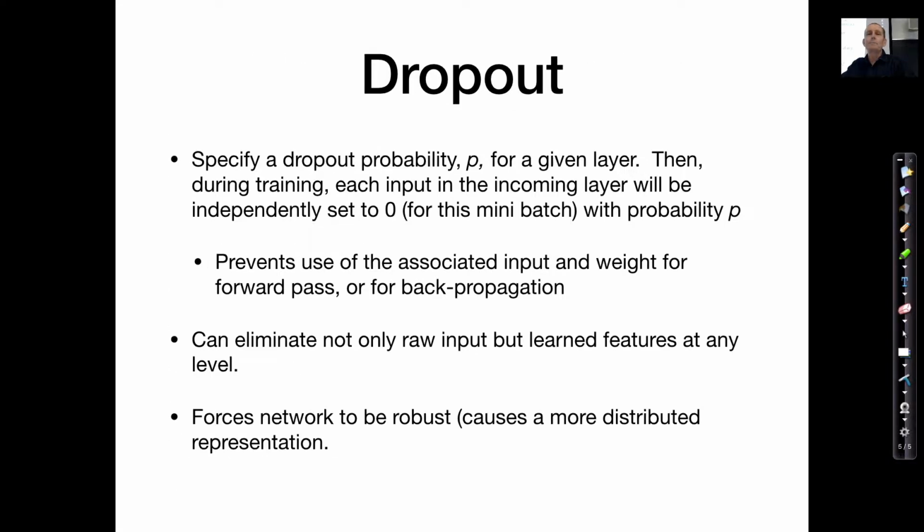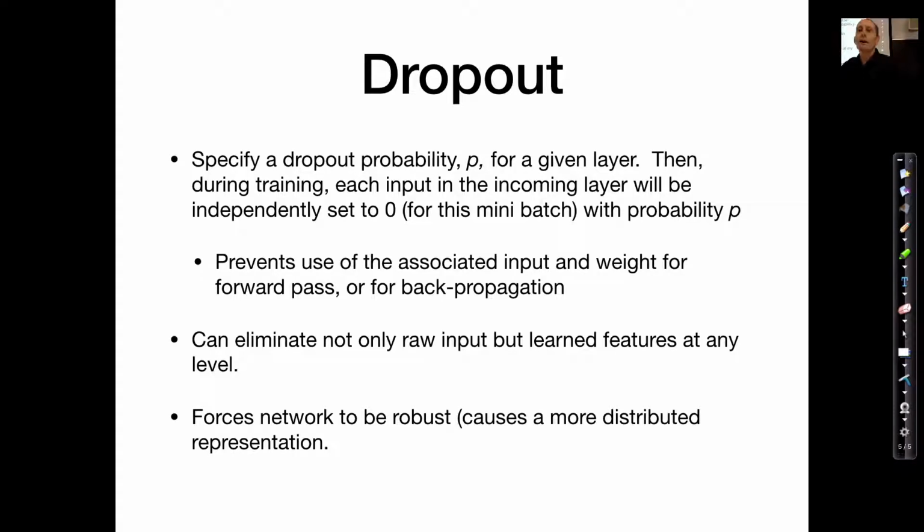All right. Dropout. So dropout is this form of regularization. We specify a dropout probability. You have to be careful here because depending on the API, sometimes it's the probability of keeping a given weight, and sometimes it's the probability of dropping it. So you want to know which one it is. Okay? So we specify for a given layer what our dropout is. And what happens is each input with that probability will get set to 0.